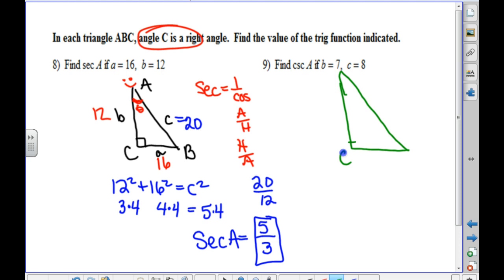Okay, again, C is the right angle. So across from that side C is the hypotenuse, which is 8. Doesn't matter where we put A and B. But across from B is a side b of 7. If we want the cosecant of A, up here is our angle that we're looking for. Cosecant is what? Well, if secant was the flip of cosine, then cosecant is the flip of sine, so it's hypotenuse over opposite. Does that sound right? Sine is opposite over hypotenuse, so we're going to flip it over.